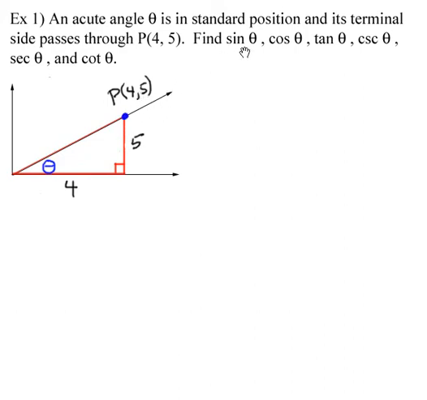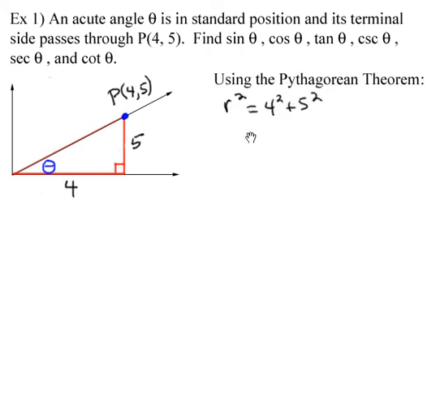Now, once we found that, we want to find sine, cosine, tangent, cosecant, secant, and cotangent, all 6 ratios. We want to practice that. And to do that, we need to find the hypotenuse, because that's missing. So we've got a 4 and a 5 for 2 sides. Let's use the Pythagorean theorem, and let's take this radius, or hypotenuse, squared. That's going to be the sum of the 2 sides squared, so 4 squared plus 5 squared. So the radius squared is 16 plus 25, or the radius squared is 41, which means that r, the hypotenuse, is the square root of 41.